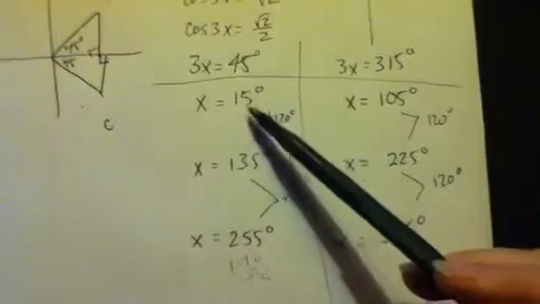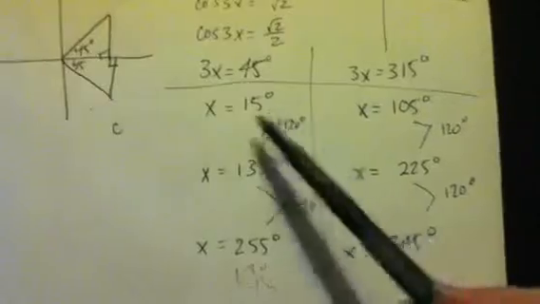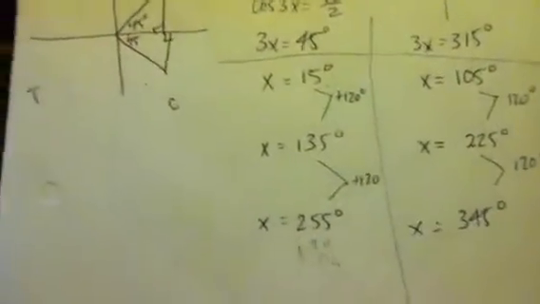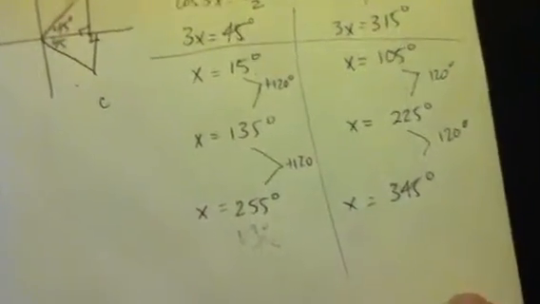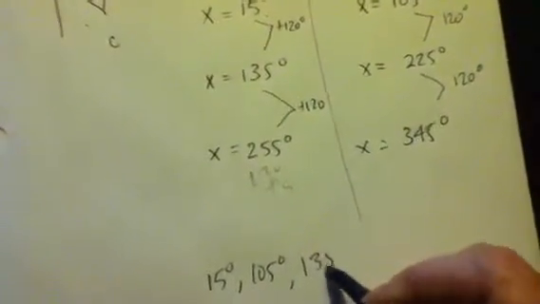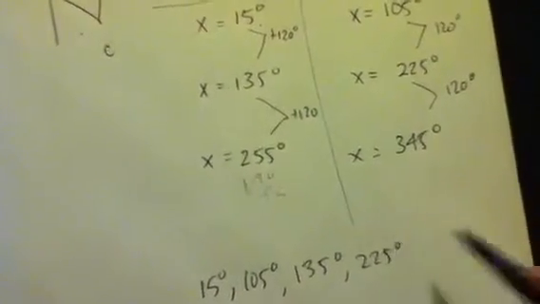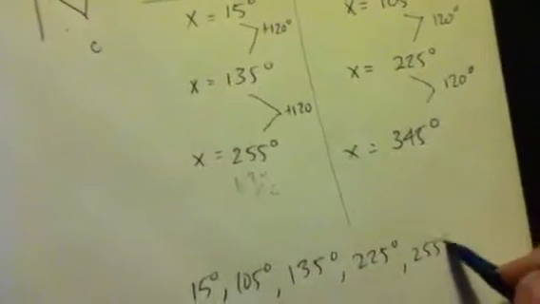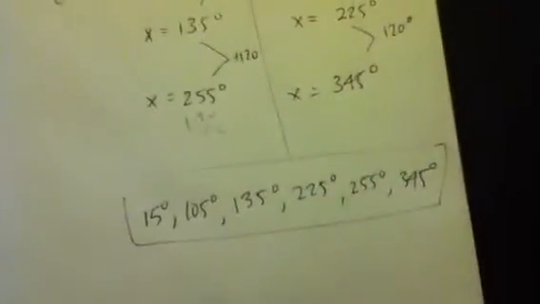So now I have 1, 2, 3, 4, 5, 6 angles. Those 6 angles are your answer. You could write them like 15, 105, just to make it easier on the teacher's aides, 135, 225, 255, and kind of like that. Is that all 6? 1, 2, 3, 4, 5, 6. Okay.